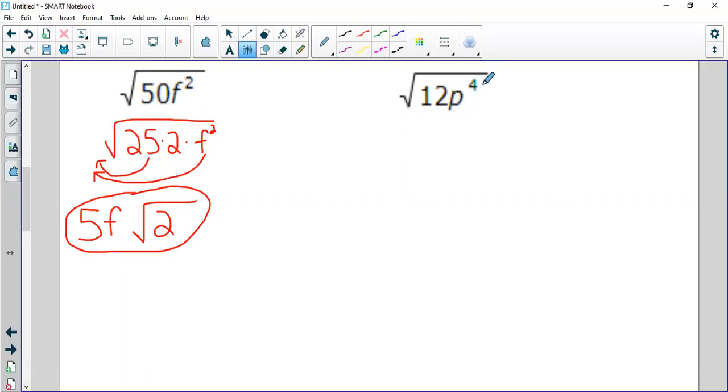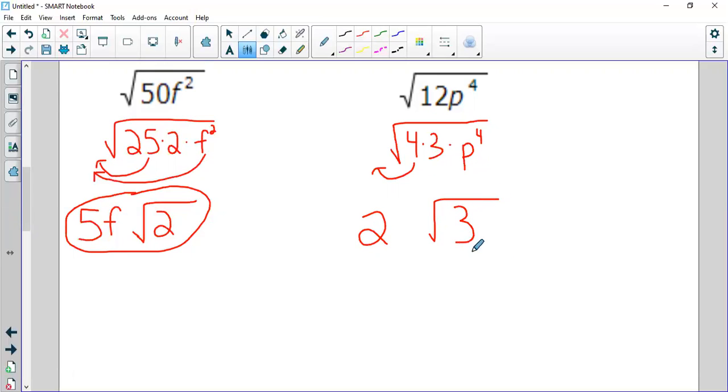Square root of 12p to the 4th power. 12 is not a perfect square, but 12 has a perfect square factor. That's a pretty easy one. That's 4 times 3, and then times the p to the 4th power. So this 4 is a perfect square that comes out and becomes a coefficient of 2. I'm going to leave a little space there because I know something else is going to come out with my variable. The 3 remains inside the radical.